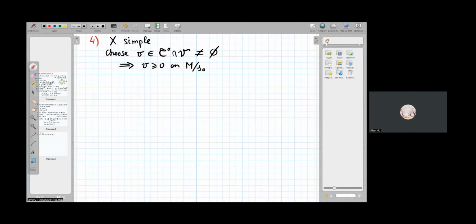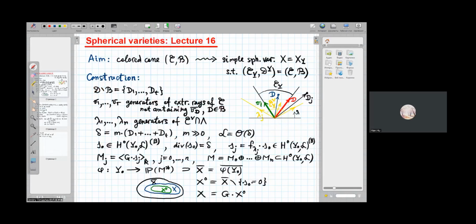So recall that, again, let me come back to the first page. Recall that M is a G submodule in the space of global sections spanned by all these SJs. And SJs are obtained from S naught by multiplying with F lambda Js, where F lambda Js are the generators of this semigroup of lattice vectors in C check.